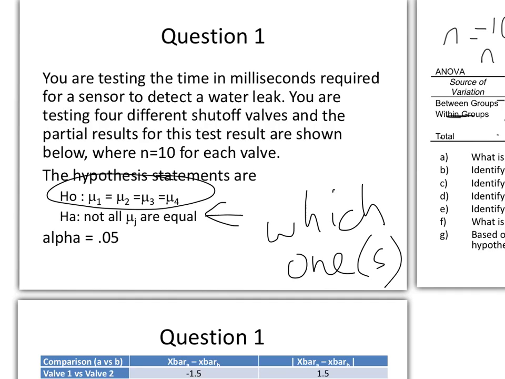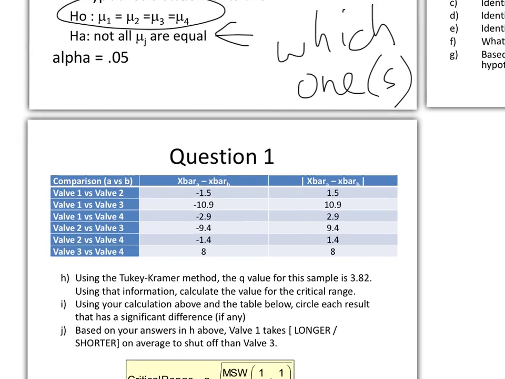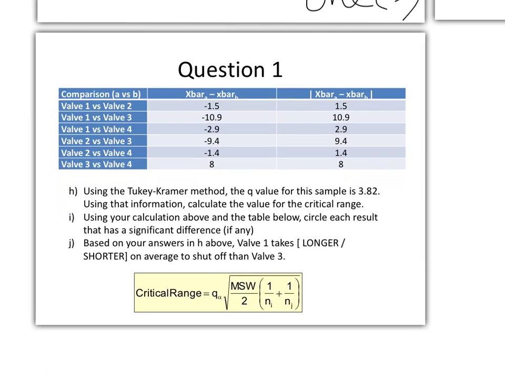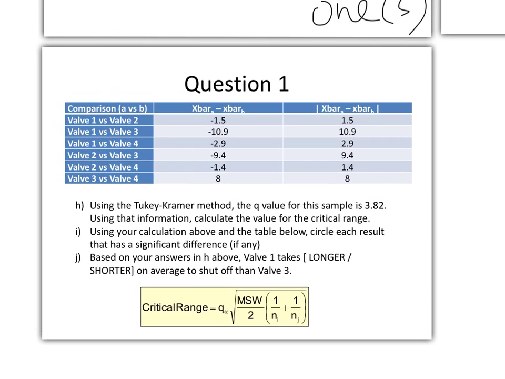So when you reject the null in this case, then we would conduct something called the Tukey-Kramer test, and that's the next part of the question here. And to do that, we've got this table and a formula to fill in to conduct that. All right, so to do this, let's look now at this formula.